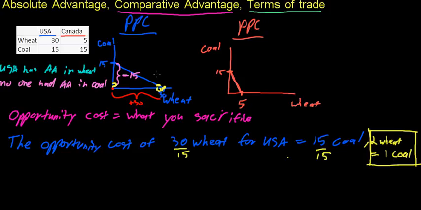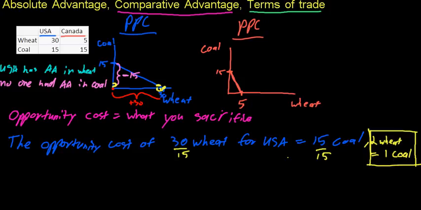So you can produce 1 unit of coal and 28 units of wheat, but you can't produce 1 unit of coal and 30 units of wheat. You have to sacrifice 2 units of wheat. So this is the opportunity cost of coal in terms of wheat, or we could also say that 1 unit of wheat is equal to half a unit of coal, and then we'd have the opportunity cost of wheat in terms of coal. So now let's go do the exact same thing for Canada.